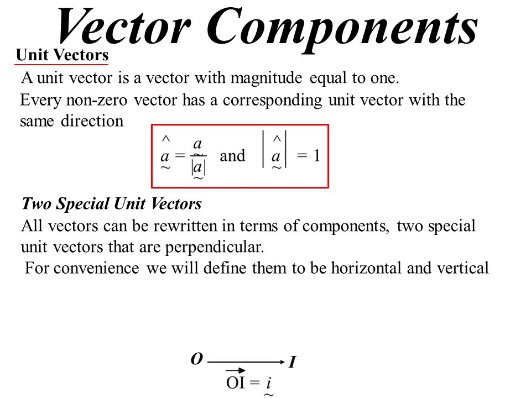The one in the horizontal we tend to call i. The vector OI starts at the origin, goes to the right, so it's i. That is a unit vector. But you'll notice I haven't put the caret on the top, because it's understood that i is the unit vector. The vertical one we then call j. So it's i and j.